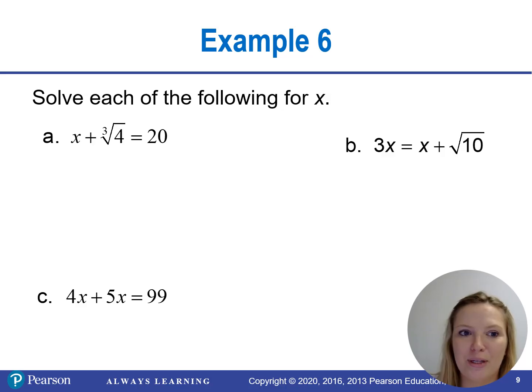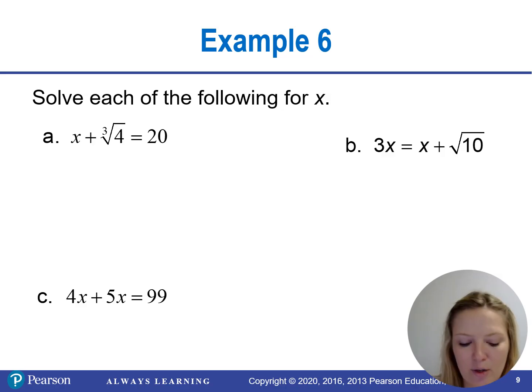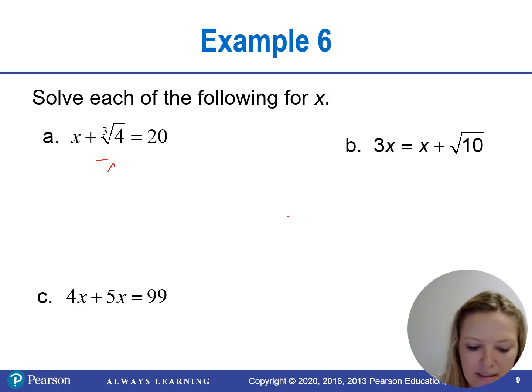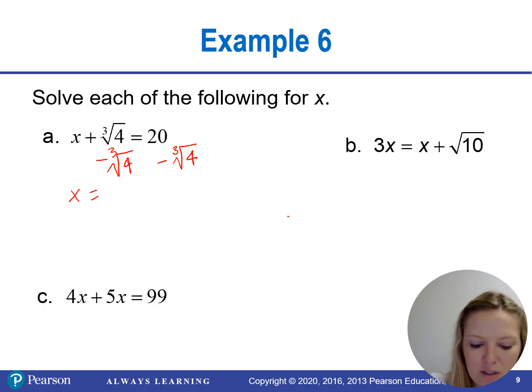All right, so let's try a few examples. In the first example, we have x plus the cube root of 4 equal to 20. Our goal is to solve for x. So what we can do in this case is subtract the cube root of 4 from both sides of our equation. The left-hand side is now x plus the cube root of 4 minus the cube root of 4, so those two things add to 0. And then on the right-hand side, we will just have 20 minus the cube root of 4.